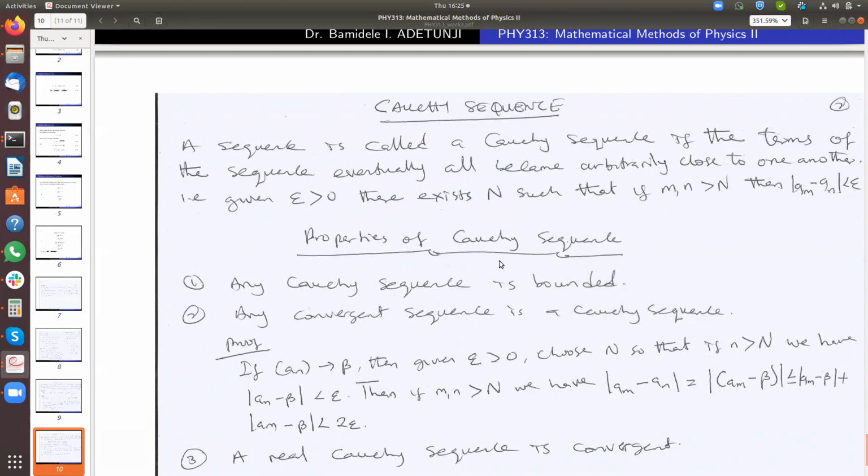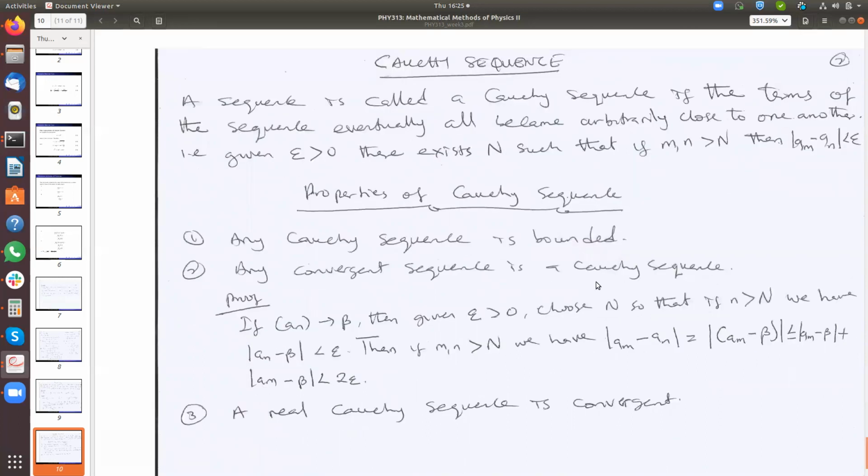So the properties of Cauchy sequence now. One, any Cauchy sequence is bounded. So if it is not a Cauchy sequence, it will not be bounded. Two, any convergent sequence is a Cauchy sequence. So any sequence that can converge is known as a Cauchy sequence.